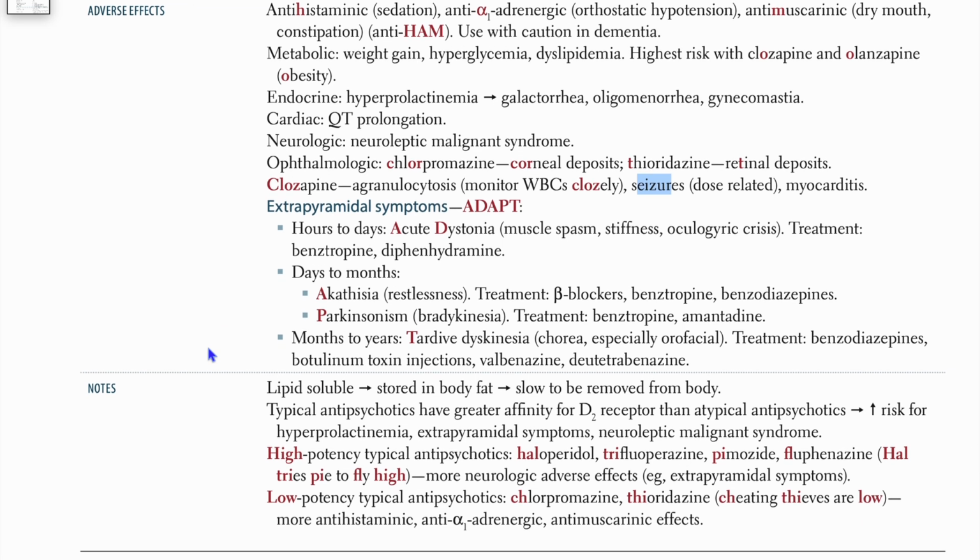Extrapyramidal symptoms. Within hours to days, acute dystonia: muscle spasm, stiffness, oculogyric crisis. Treatment is benztropine and diphenhydramine. Okay. Those were the alpha ones. Alpha 2 agonists, I think. Because it blocks this, it would make sense. Days to months: akathisia, restlessness. Treatment is beta blocker, benztropine, and benzodiazepine. Parkinsonism, bradykinesia. Treatment is benztropine, amantadine. Months to years: tardive dyskinesia, chorea, especially orofacial. Treatment is benzodiazepine, botulinum toxin injections, and all of this stuff that doesn't matter.